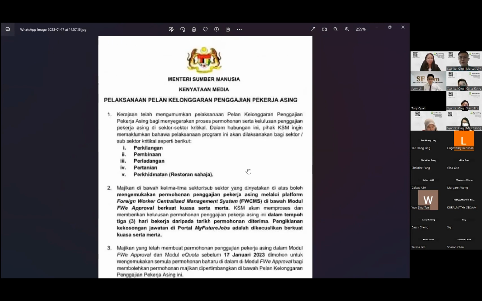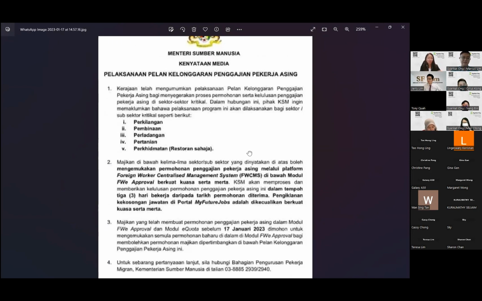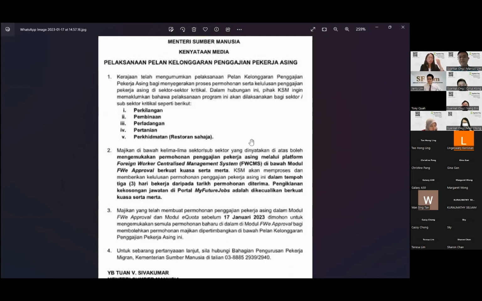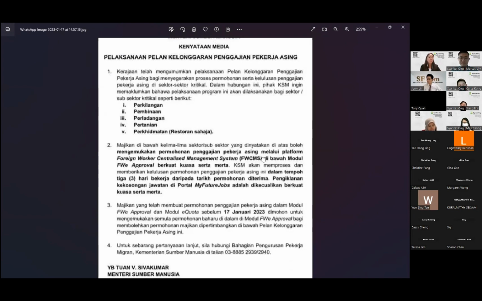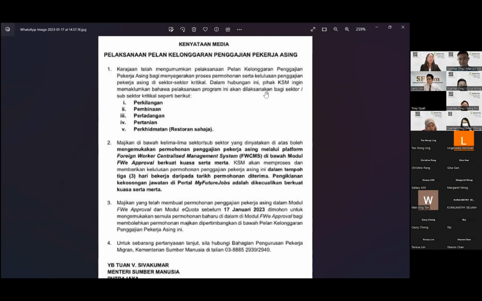The Ministry of Malaysia has released a media release for the application for foreign workers. Only a few categories can apply. The process is you need to go to this system, the Foreign Worker Centralized Management System, FWCMS, to make the application, and the JDK will respond to you within 3 working days. It's something like a Google form? No, you just log in to this system to apply.